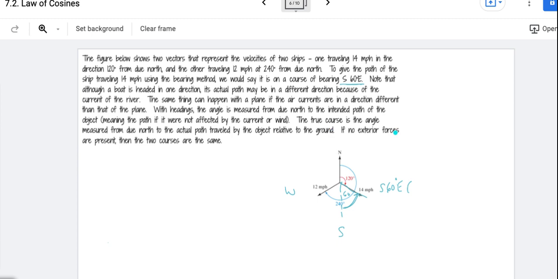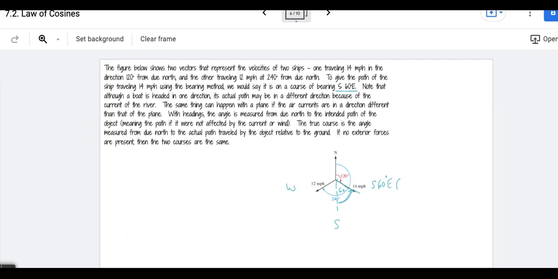If there are no exterior forces, no wind, no air, anything like that, then the two courses should be the same. So your true course and your heading should be the same if there are no other forces acting on the object.